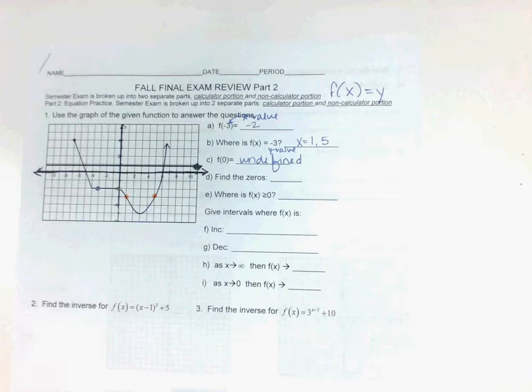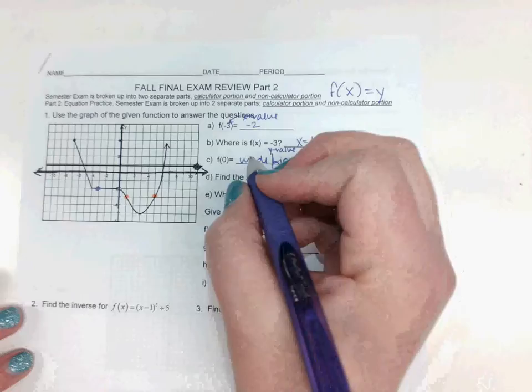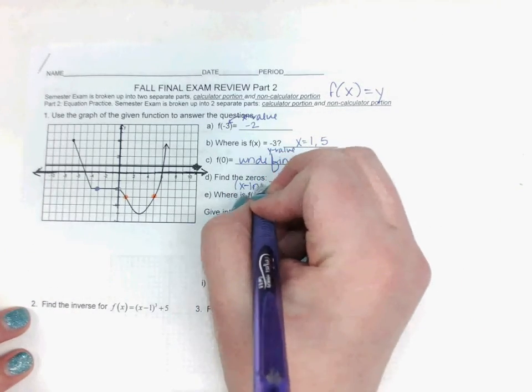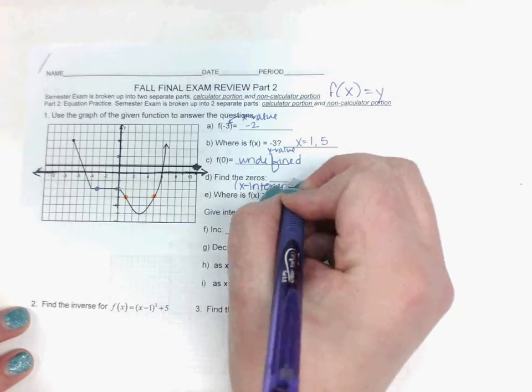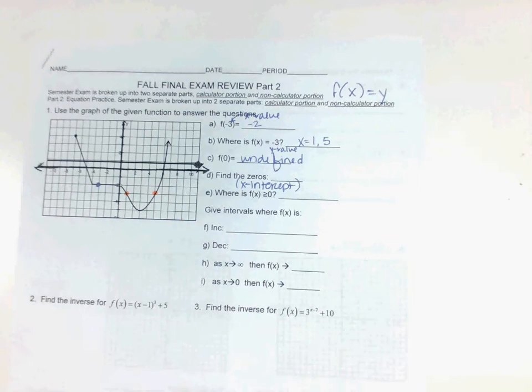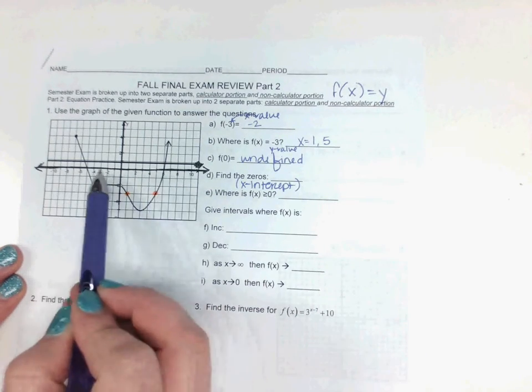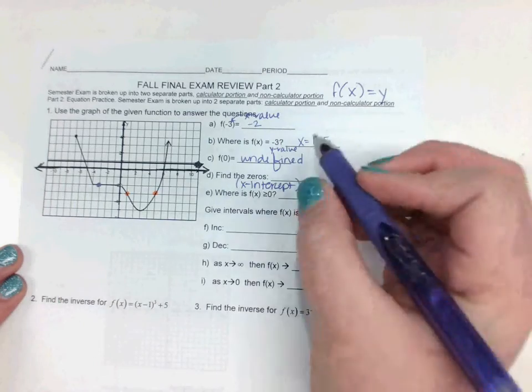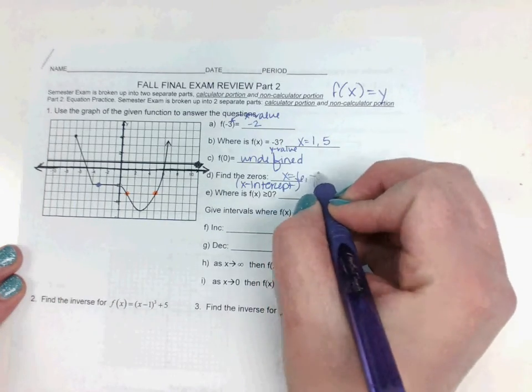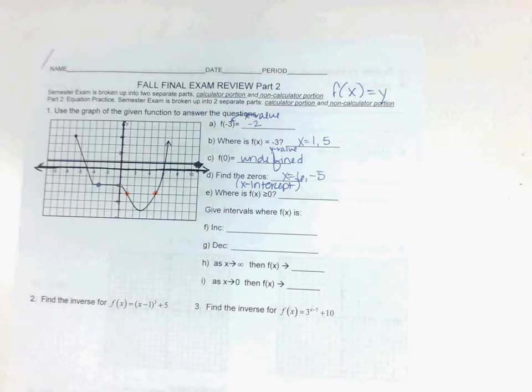Okay? Now, zeros, you should know that word. That's the same as an x-intercept. Where do I have x-intercepts on this graph? Remember, this is the x-axis. 6 and negative 5. Okay, because that's where my graph hits 0.